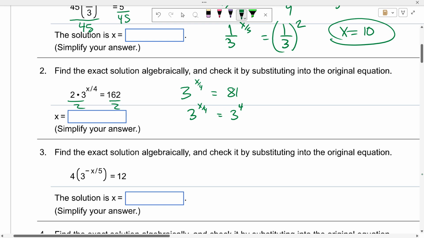At this point, we drop the bases. x over 4 equals 4. Multiply by 4. 16.